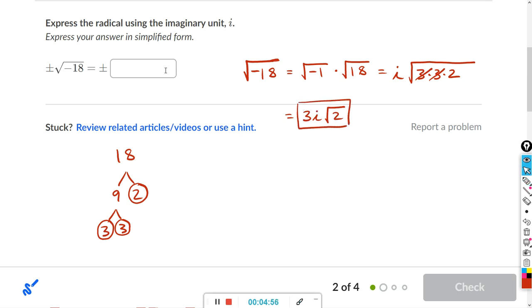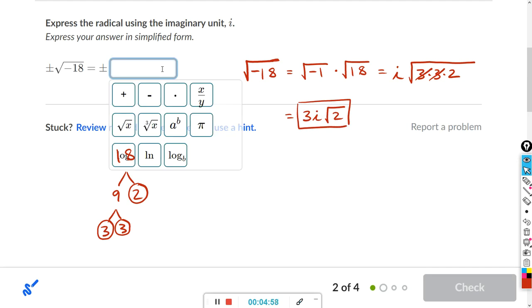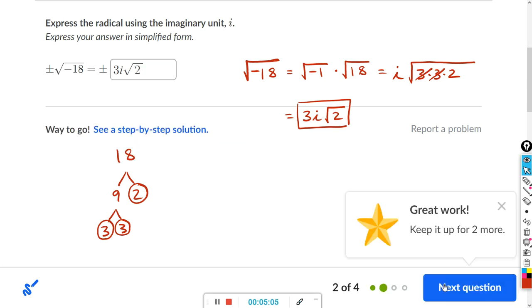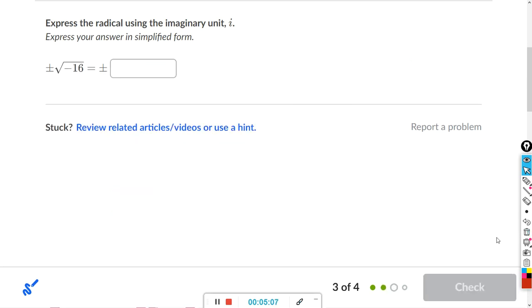Enter that in the box. Type 3i. Hit the square root button. Type 2. So these are the same. It's the same as simplifying square roots.